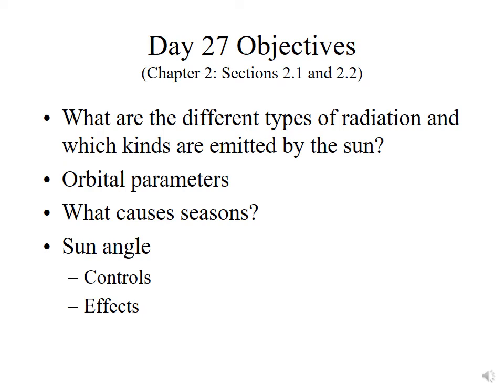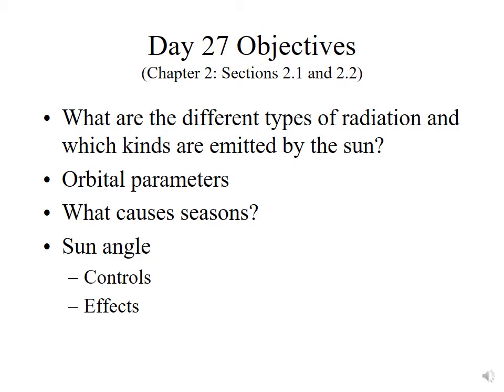Welcome to ATMOS 5000, day 27. Our objectives are being pulled from Chapter 2, sections 2.1 and 2.2. We've now completed the Cloud Microphysics module and we're moving on to the Radiation module. So today we're going to talk about the different types of radiation and which kinds are emitted by the Sun.